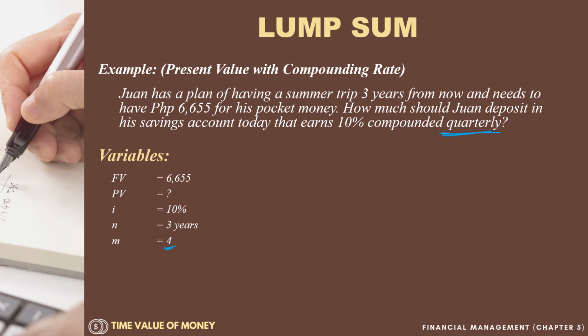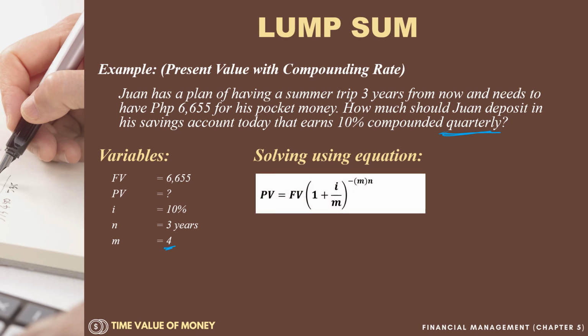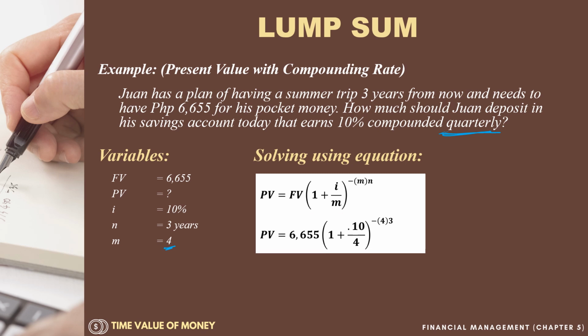Now let us solve this problem using the equation directly. Now again, our formula for the present value lump sum is FV, or the future value, multiplied by 1 plus I over m to the power of negative m times n. So let's replace these variables with figures. We have here PV is equal to 6,655 multiplied by 1 plus 0.10 over 4 to the power of negative 4 times 3.